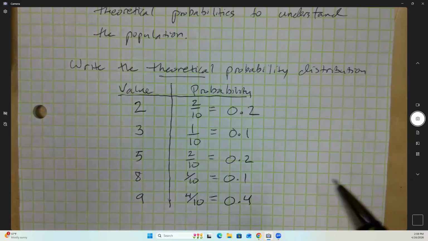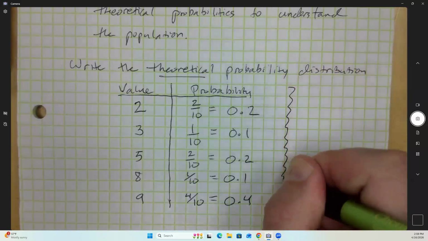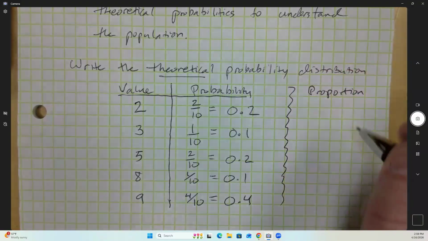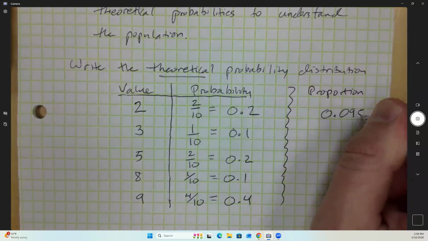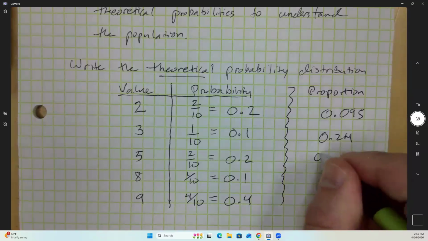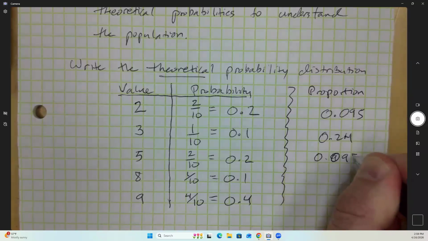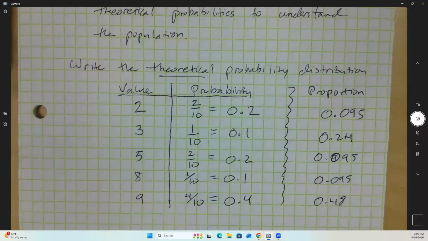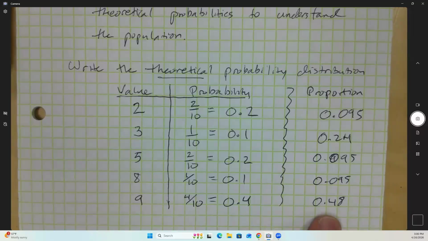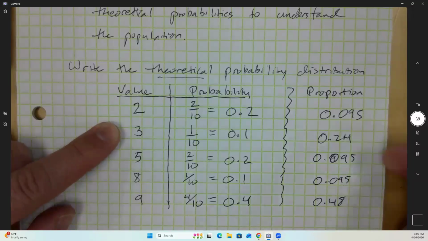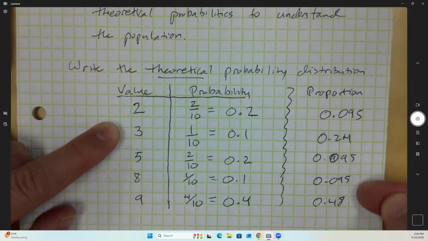Notice that's different than our proportions because we don't ever expect to be exactly right. Our proportions, just to remind you, were 0.95, 0.24, 0.95, 0.095, and 0.48. They weren't terribly wrong. We did get 9 most often. It's interesting that 3 was one of the least likely, but we got it a lot more than we got the 8.